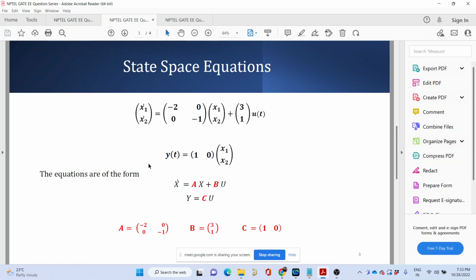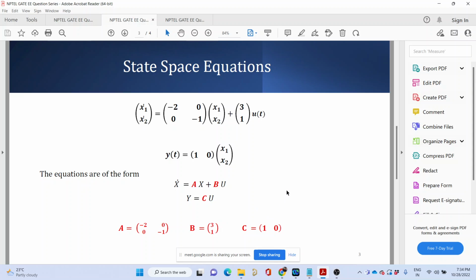So let us see. These are the state space equations that I have written in matrix form. From here we find that the A matrix is minus 2, 0, 0, minus 1, a 2 cross 2 matrix, and the B matrix is a column matrix having two rows and one column, with the elements 3 and 1. C is a row matrix having two columns, and the elements are 1 and 0.